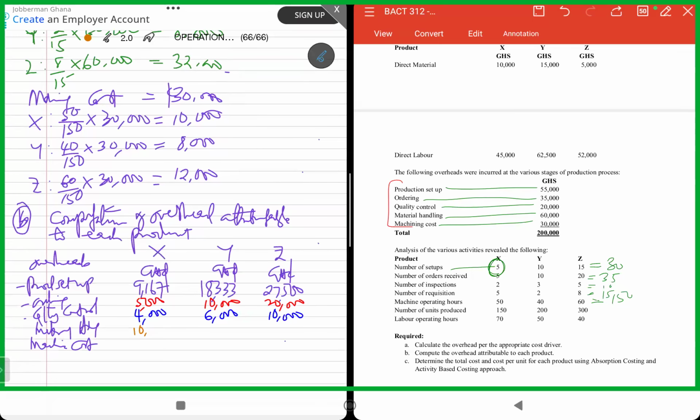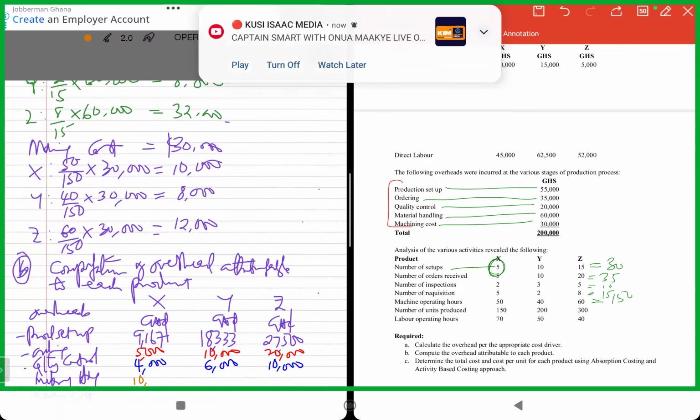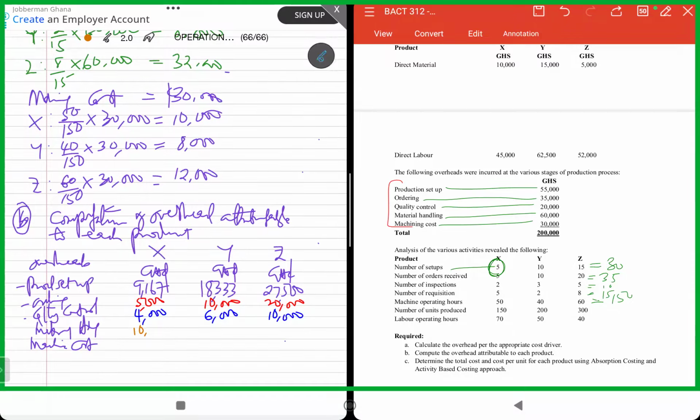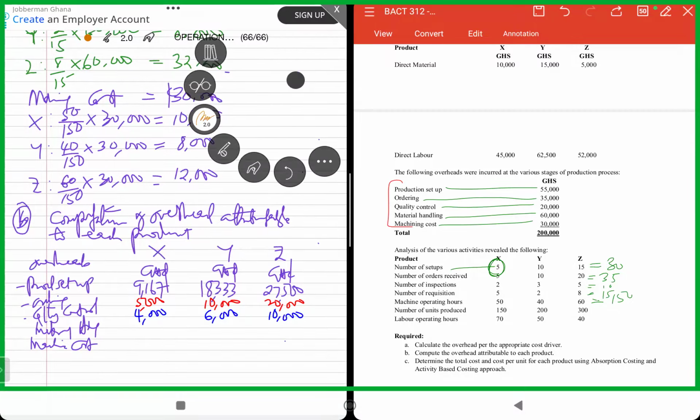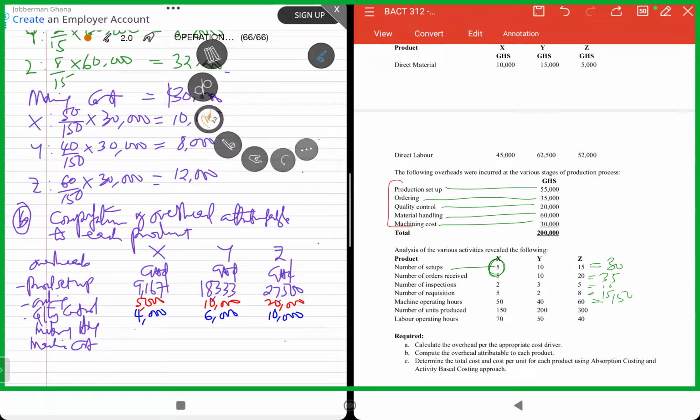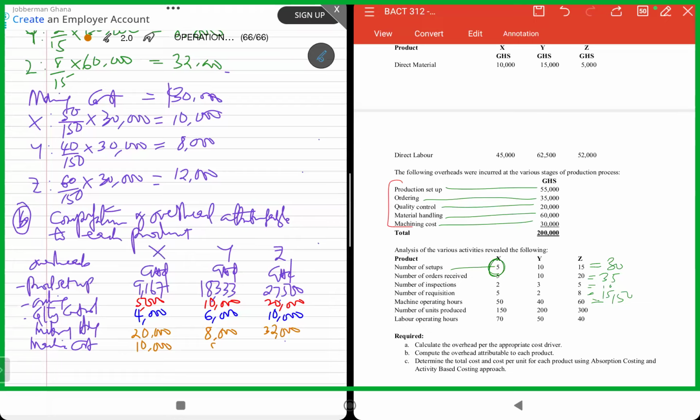Material handling. So 20,000, 8,000, and 32,000. Hold on. 20,000, 8,000, 32,000. And the last one, machine costs: 10,000, 8,000, 12,000.